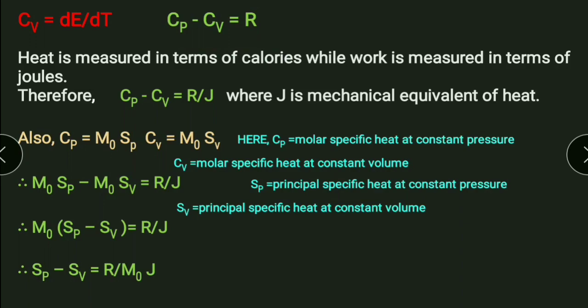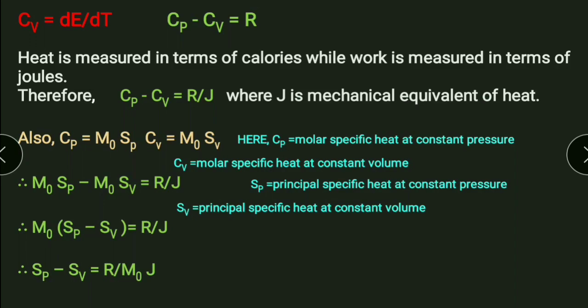Now, while deriving this relation, Mayer's relation, we measured heat in terms of calories and work in terms of joules. So we have to multiply by a conversion factor in this equation. Therefore Cp minus Cv equals R upon J. Here J is the mechanical equivalent of heat.